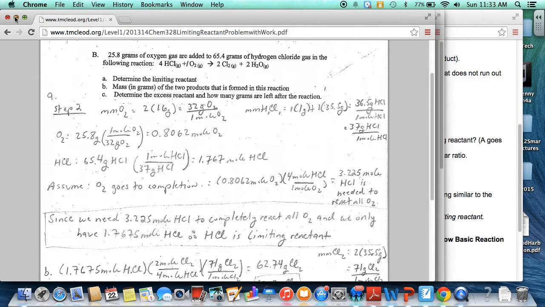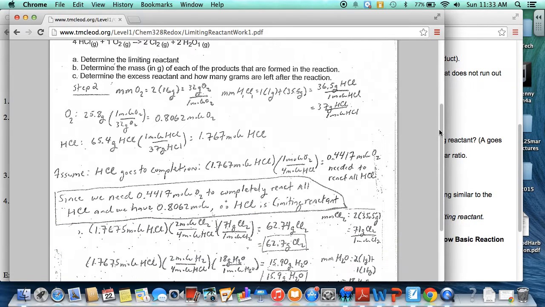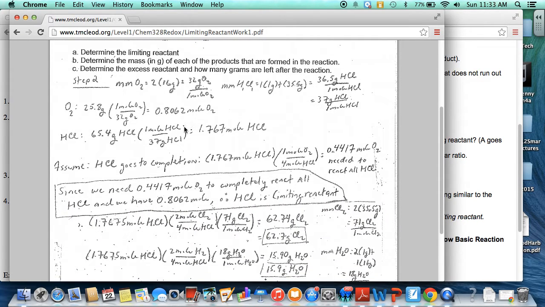Now, this is the exact same example. The only thing is I didn't assume O2 goes to completion; I assumed HCl goes to completion. So this would be the other assumption you could make, and I want to show it to you. In this one, I assume HCl goes to completion, same molar ratio, just inverted, and it would only take 0.4417 moles of oxygen to react all the HCl.